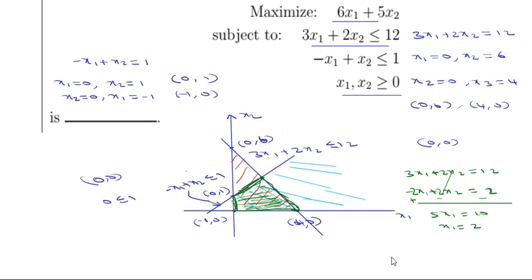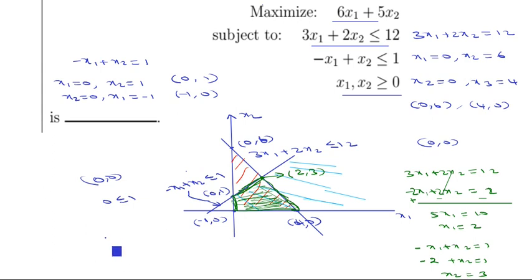Now we have to find x2. We will substitute in minus x1 plus x2 equal to 1. x1 is 2, so minus 2 plus x2 equal to 1. Therefore x2 equal to 3. So this point is (2, 3). Now we will find the z corresponding to these corner points.